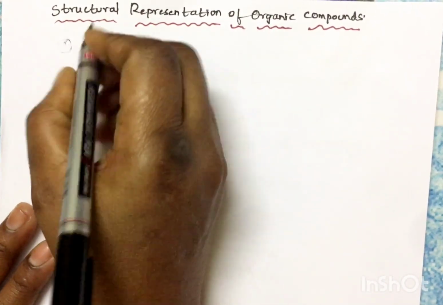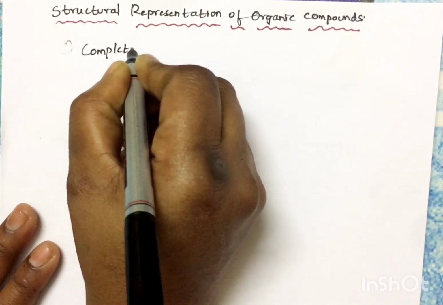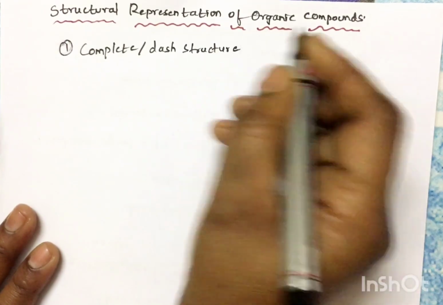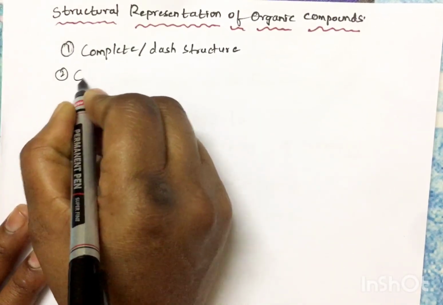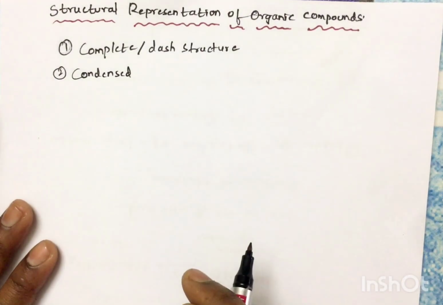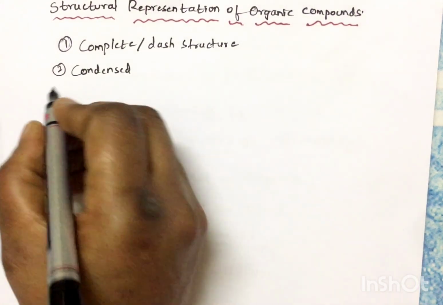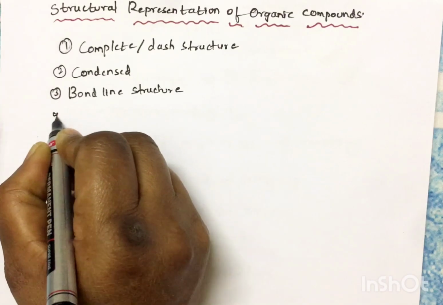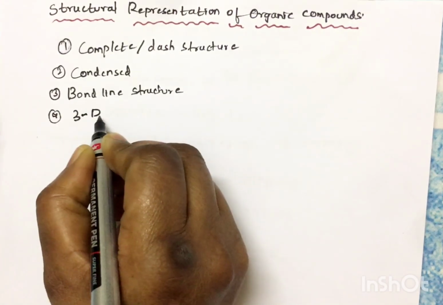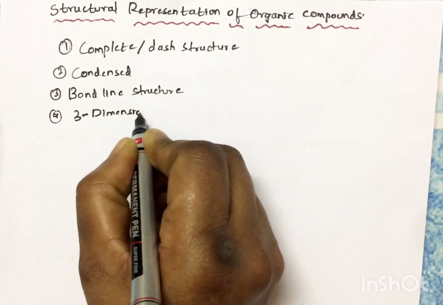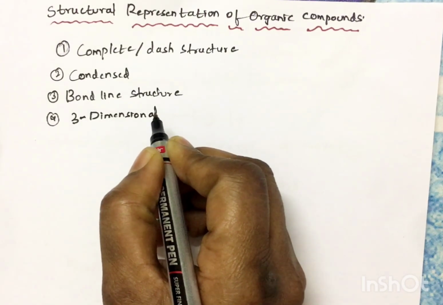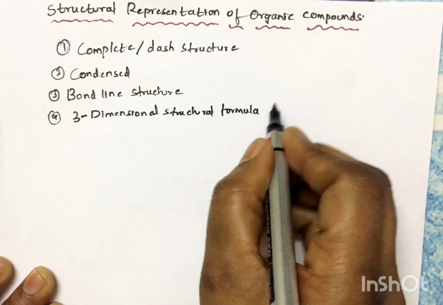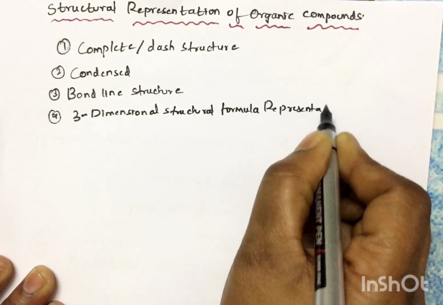So we have the complete or dash structure formula representation, and the second one is condensed formula representation, and the third one is bond line structure, and the fourth one is three-dimensional structural formula representation. So let's see one by one.